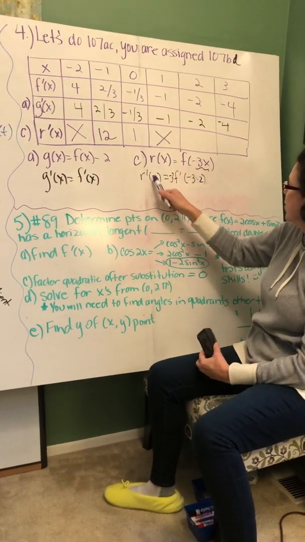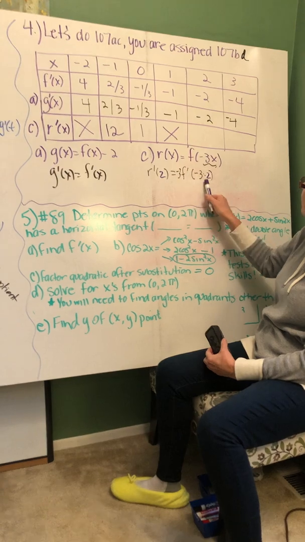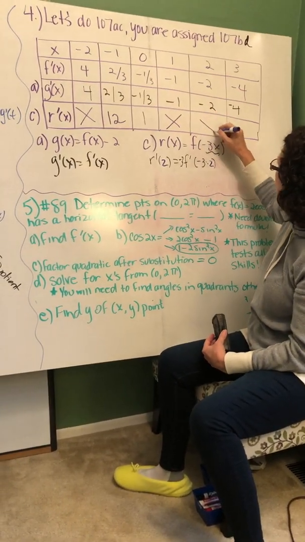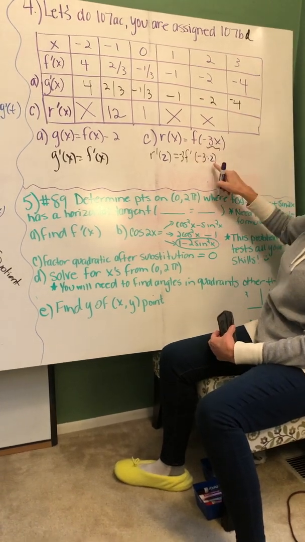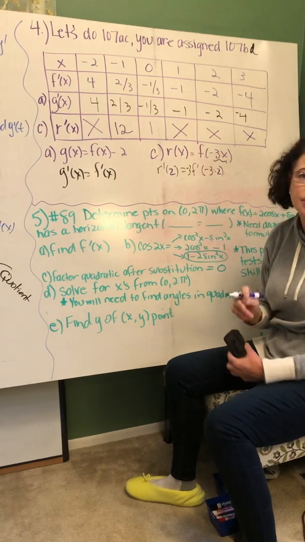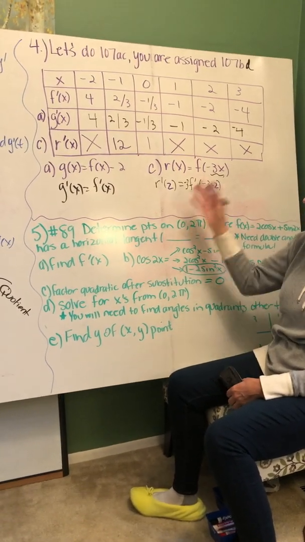The derivative of r at 2 is equal to the derivative of f at -6. Let's go there. Oh, I don't have a -6. Notice what will happen is if I put in a 3 here, I don't have that value either. I was only able to fill in these two. That's how you do that chart.